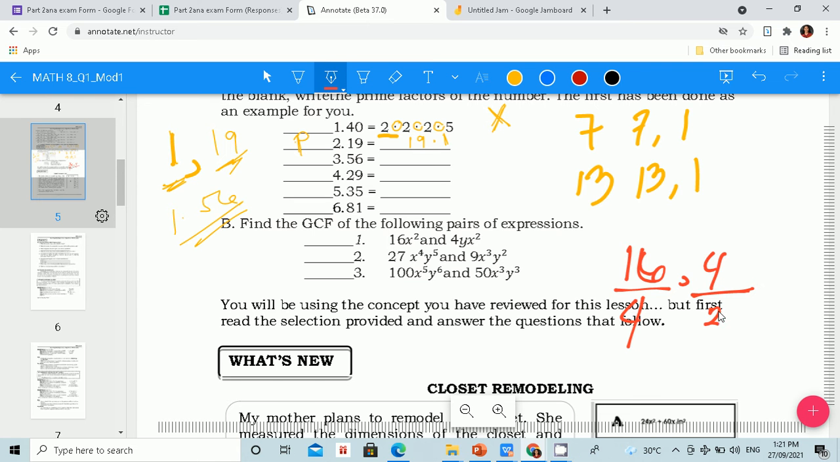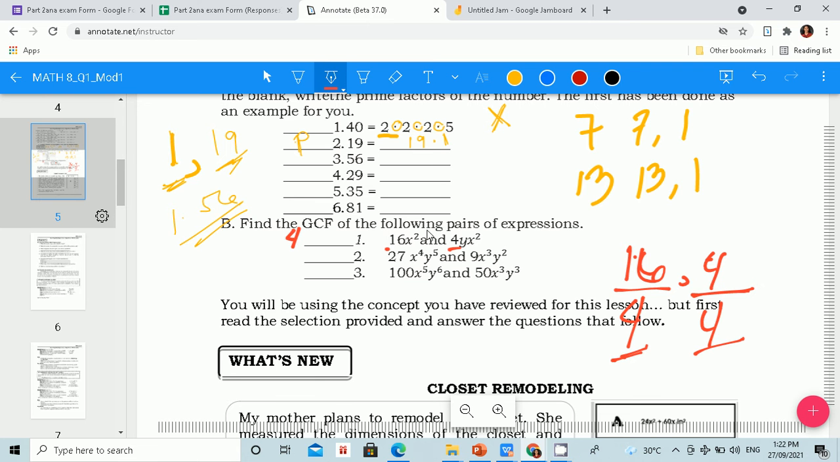We have 2, or we have 1, or we have number 4. Okay, so greatest common factor is you are going to find a number that can be used to divide the first number and the other number. They should be the same. So 16 can be divided by 4 and 4 can be divided by 4. So we can say that the GCF of 16 and 4 is 4. Okay, so we have 4.